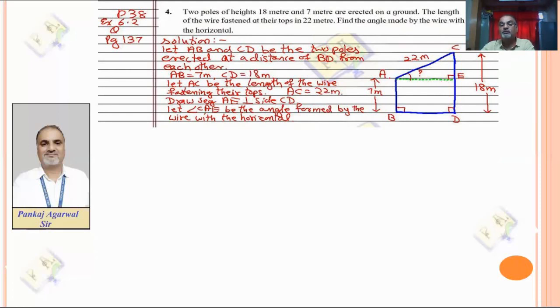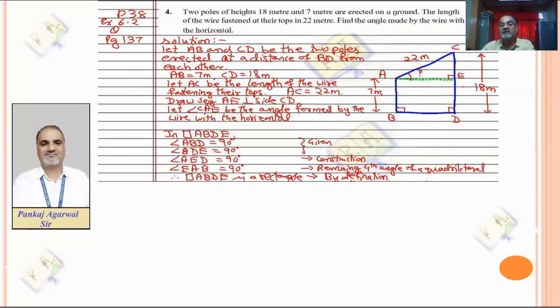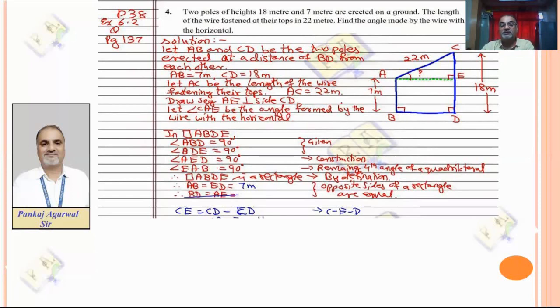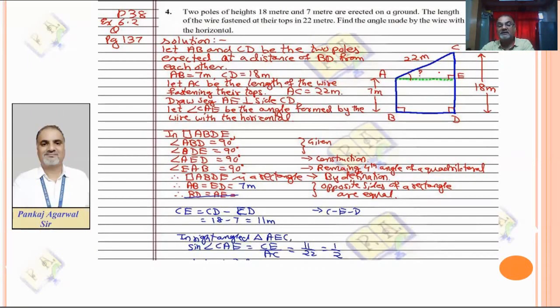Before that, let's prove quadrilateral ABDE is a rectangle using 5 steps. We have done already how to use it. Now, opposite sides of a rectangle are equal, therefore AB equals to ED equal to 7 meters. We need to find CE, therefore CE is CD minus ED, because C dash, E dash D, 18 minus 7 will become 11 meters.